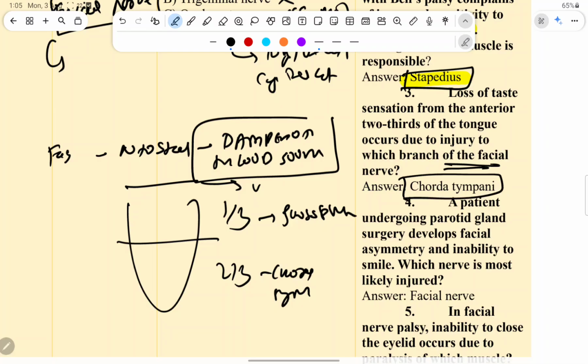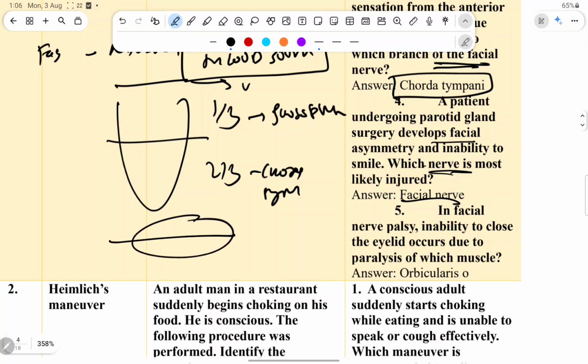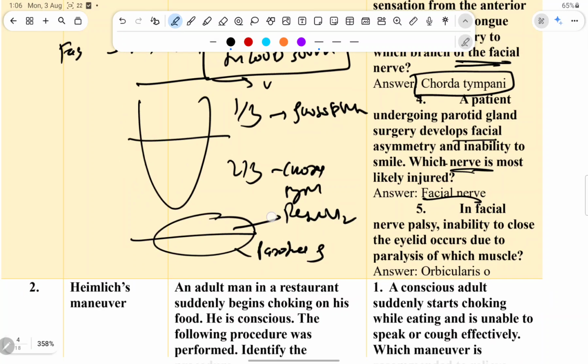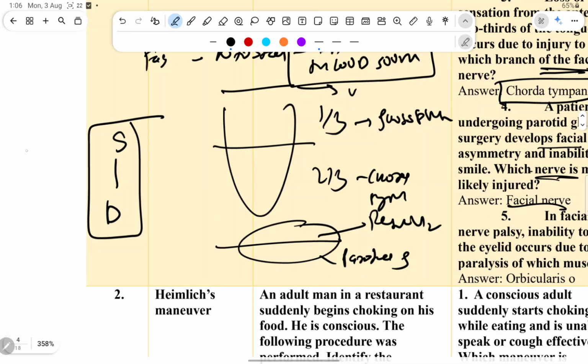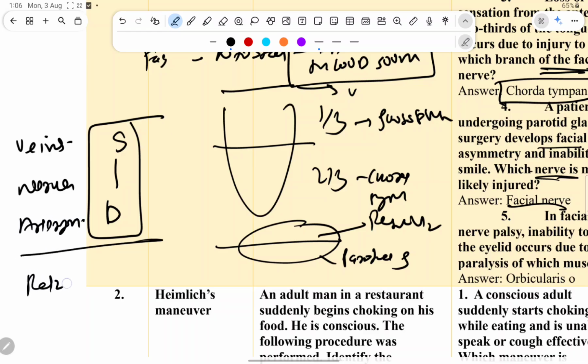A patient who will undergo parotid surgery develops a facial asymmetry and is unable to move the face due to injury to the facial nerve. The facial nerve is closely intact with the parotid gland, because the facial nerve runs along with it. The relationship of structures in the parotid gland, from superficial to deep, can be asked: first is the vein, then the nerve, then the artery, and behind it the retromandibular veins are also present.